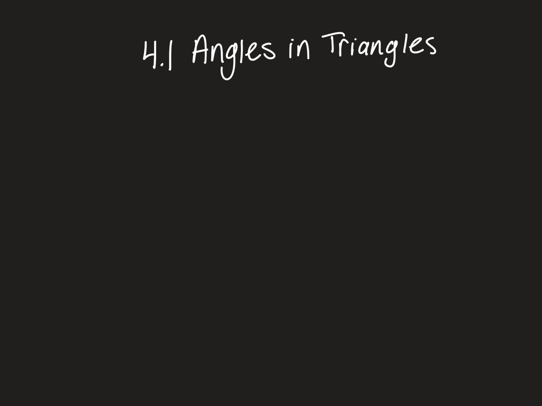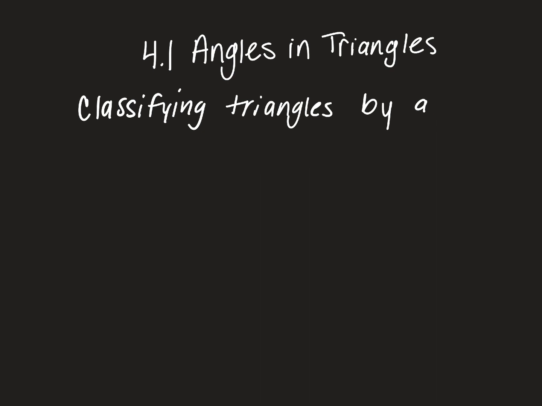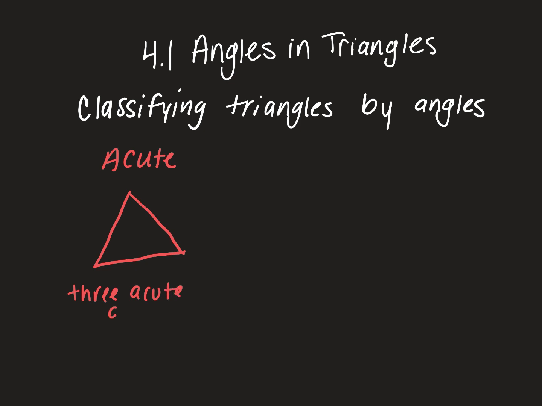First thing we're going to talk about is different ways we can classify triangles by their angles. The first one we have is acute. An acute triangle has all acute angles. And what are acute angles? Who remembers? Yep, they are less than 90 degrees.